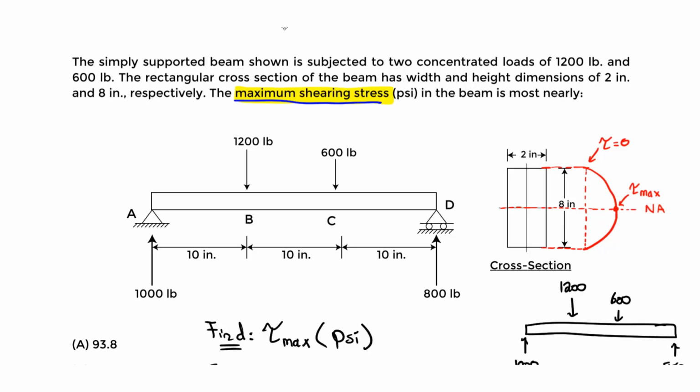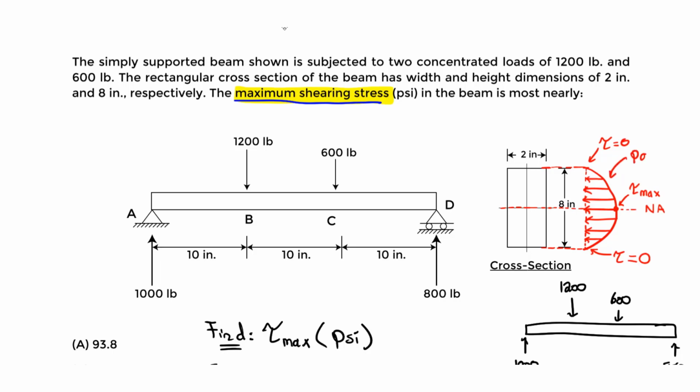For the normal stress distribution, when we find the maximum moment and use the normal stress equation, note that at the bottom and top, tau is 0. This is your stress distribution. Again, at the neutral axis, the shear stress, the transverse shear stress, is maximum. So that's how the stress distribution looks.